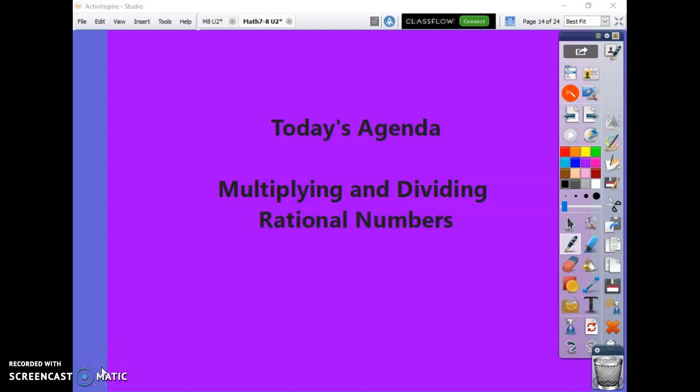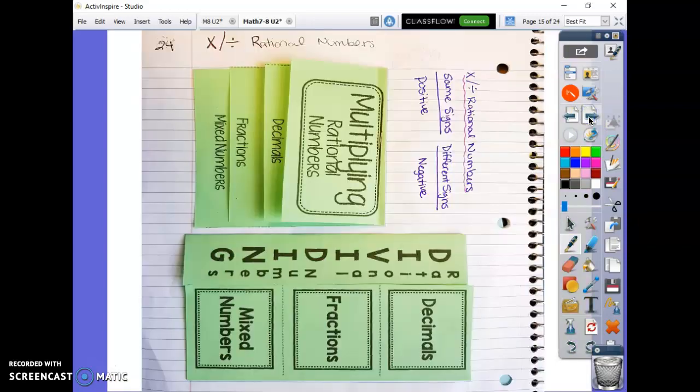Hi guys, today's agenda is multiplying and dividing rational numbers. If you remember from last time, a rational number is any number that can be written as a fraction where a and b are integers and b cannot equal 0. So we're on page 24 in your ISN.